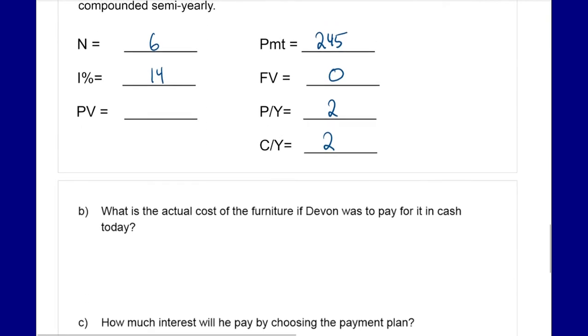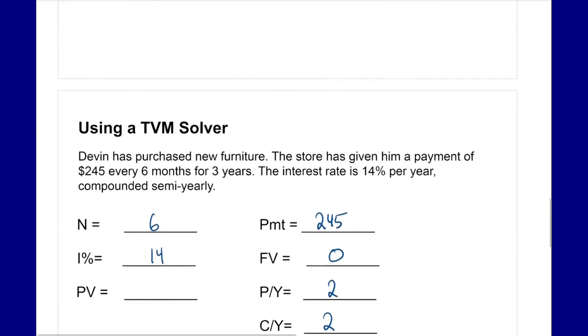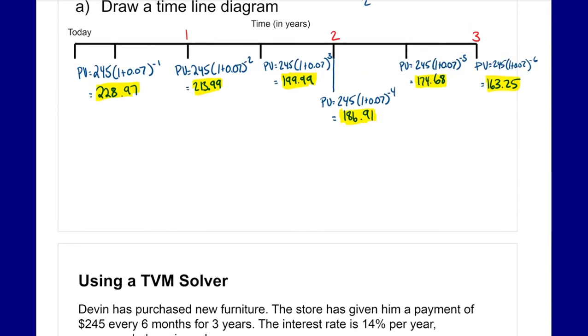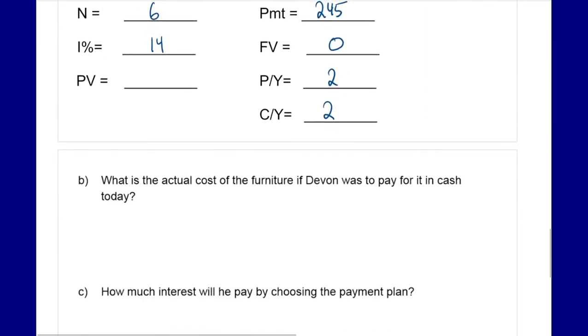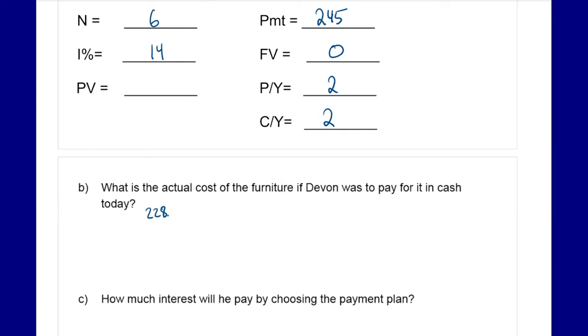So let's go through and do that first, and then we'll do it by hand, and then we'll double check our values with the TVM solver. So again, all we're doing is we're going back and adding up all these present values. So we add them all up: 228.97 plus 213.99 plus 199.99, 186.91, 174.68, 163.25. Those are all of our present values. We add them all up, and we should get an amount of $1,167.79.